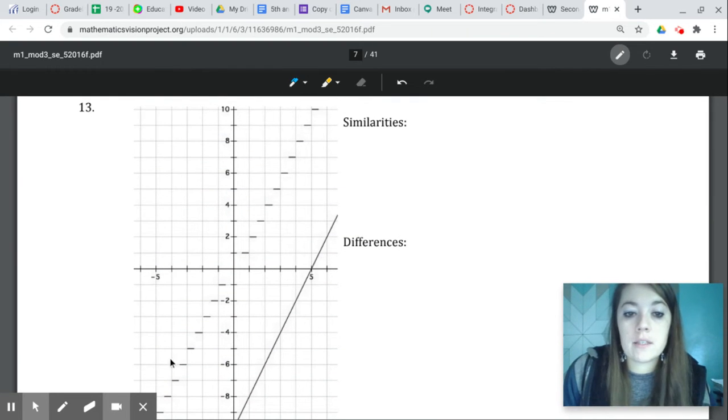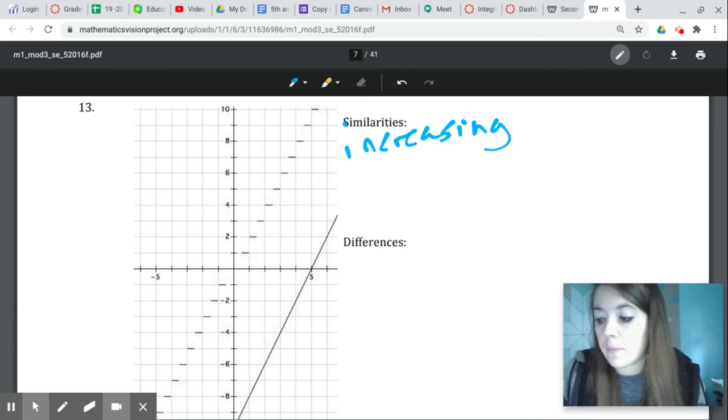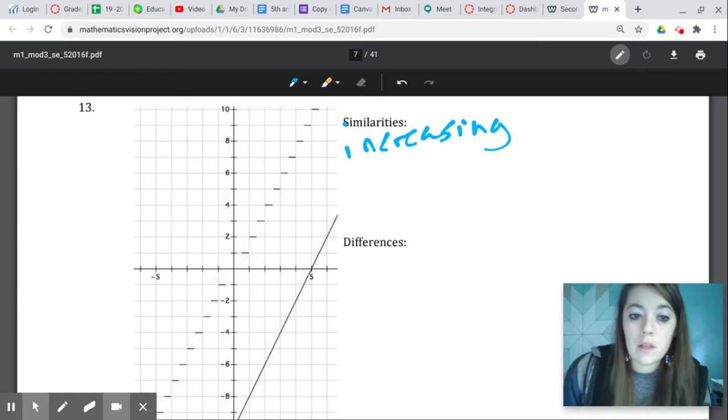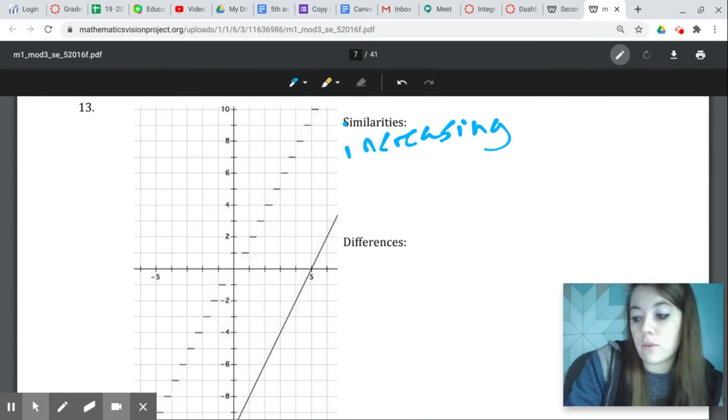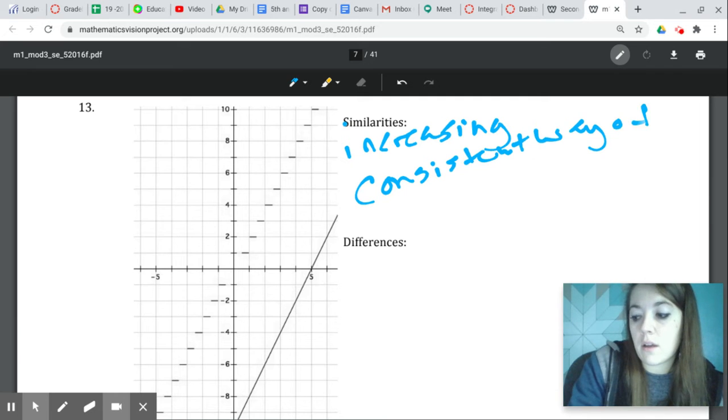For similarities, notice they are both increasing. They both have a consistent way of changing. So they're going up by the same amount each time. So we could say their slope appears to be the same. So consistent way of changing.